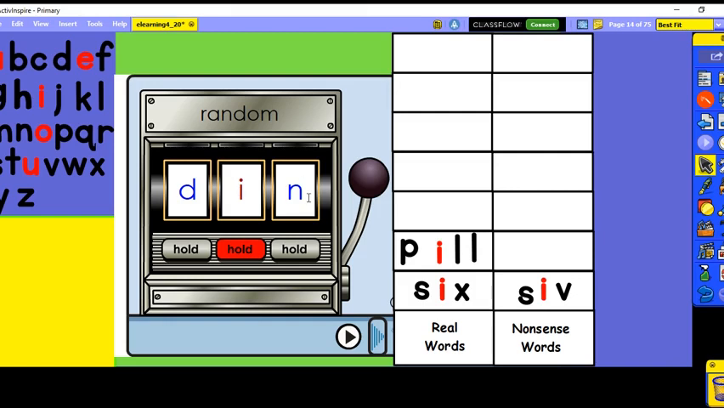In. Now, I know you're thinking this is a real word, but it would be an E in the middle if it was a real word. So let's put this under nonsense words. Den. Okay, let's do two more. Ooh, I don't know even how to say this one, but the. That's a nonsense word.